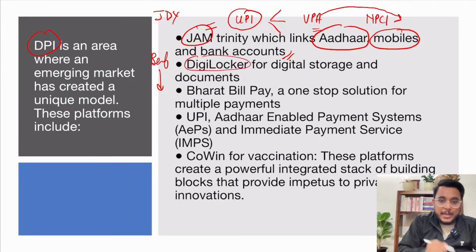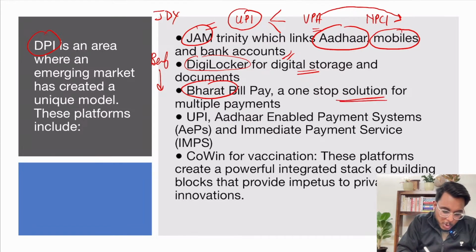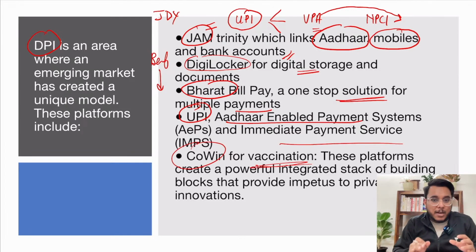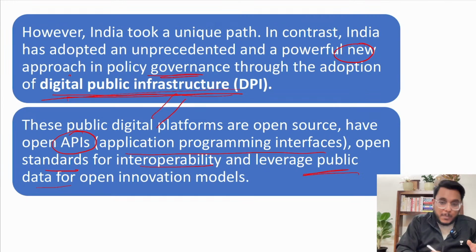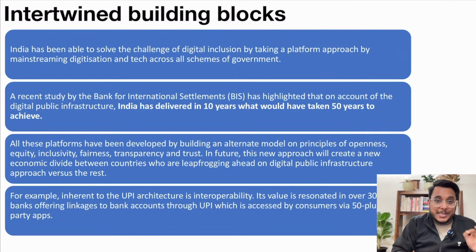Then there is DigiLocker. Now the DigiLocker is for storing digital documents. It is a digital storage, okay, and many of the government ministries are participating in DigiLocker and they are issuing their documents in the DigiLocker, which can be accessed from any place. Then Bharat Bill Pay System. Now it is a one-stop solution for multiple kinds of payments. UPI, Aadhaar enabled payment system, IMPS, okay, Covin for the vaccination. All these platforms are examples of the digital public infrastructure, and all these are open access platforms.